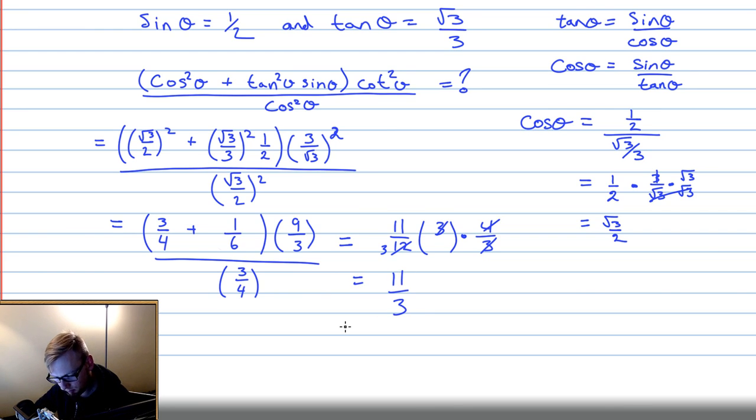Is that what our answers are on Instagram? Well, one person got 11 over 3. Somebody else got 9 over 2.